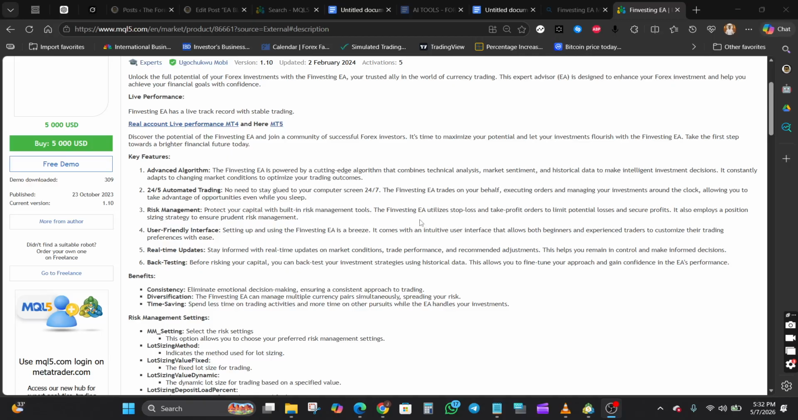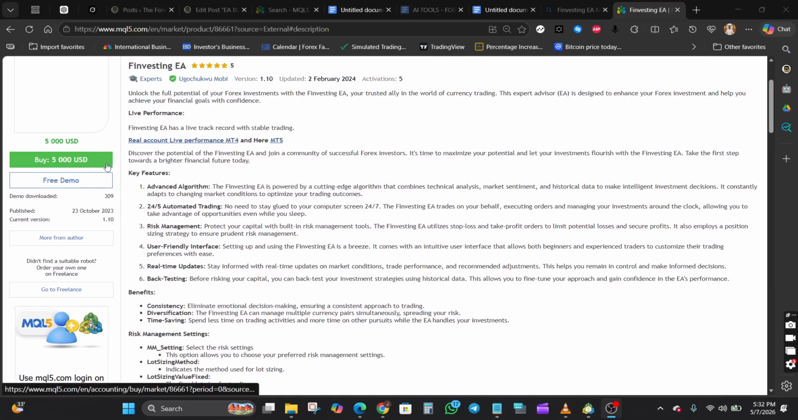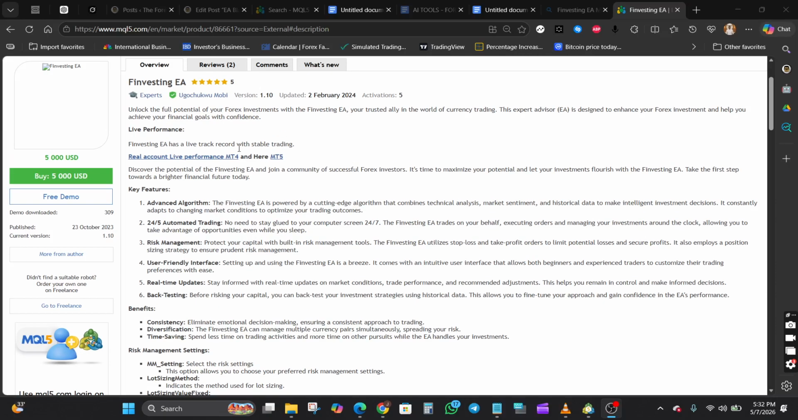Now, as for the pricing, it is definitely positioned toward the premium side because it's going for 5,000 US dollars. So naturally, expectations are going to be higher in terms of stability, flexibility, and overall robustness. The developer also highlights live performance pages. You can see them for both the MT4 and the MT5 accounts, which at least gives traders something additional to evaluate beyond just screenshots or marketing claims.